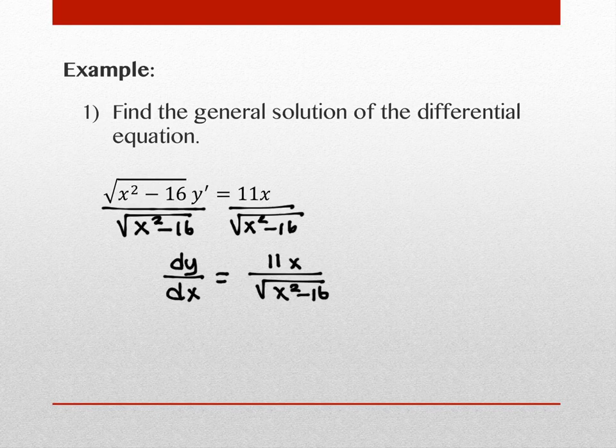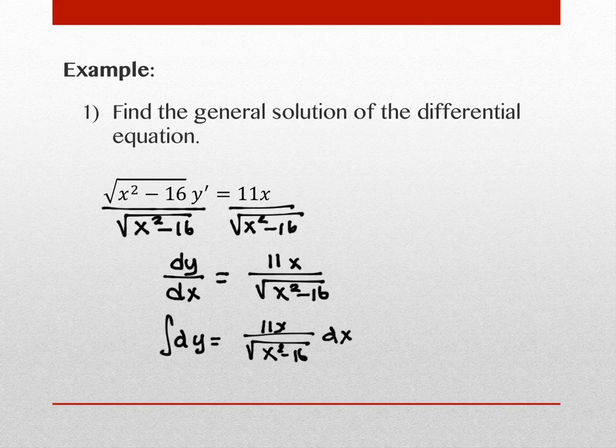Now, we've almost separated the x's and y's. What's still not separated? The dx. And that's simple to do as well. We're just going to shift it by multiplying it to the other side. So this is dy equals 11x over the square root of x squared minus 16, and then dx. Okay, so far so good? What are you going to do next? You're going to integrate, right? We're going to do an antiderivative on both sides.